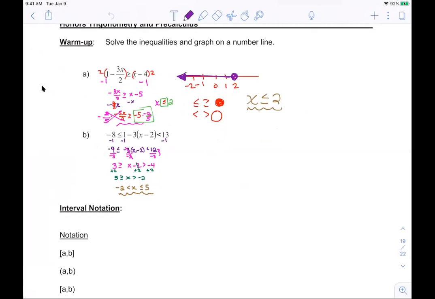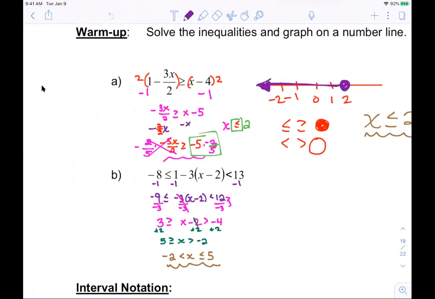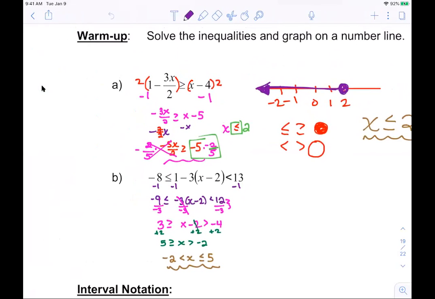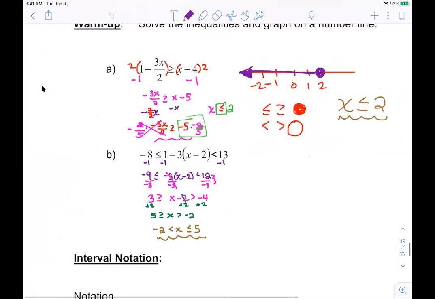Yesterday, we kind of ended class with doing a little review of solving inequalities. And we solved 2 linear inequalities just by getting x by itself. And then we wrote our answer in inequality form. So we have that inequality x is less than or equal to 2 for the first one, and then the second one we had the compound inequality, -2 is less than x, which is less than or equal to 5.